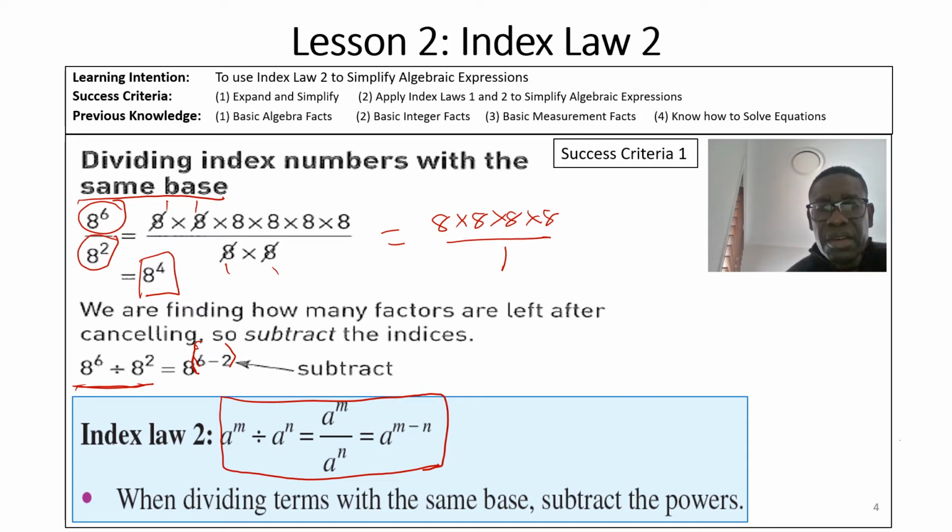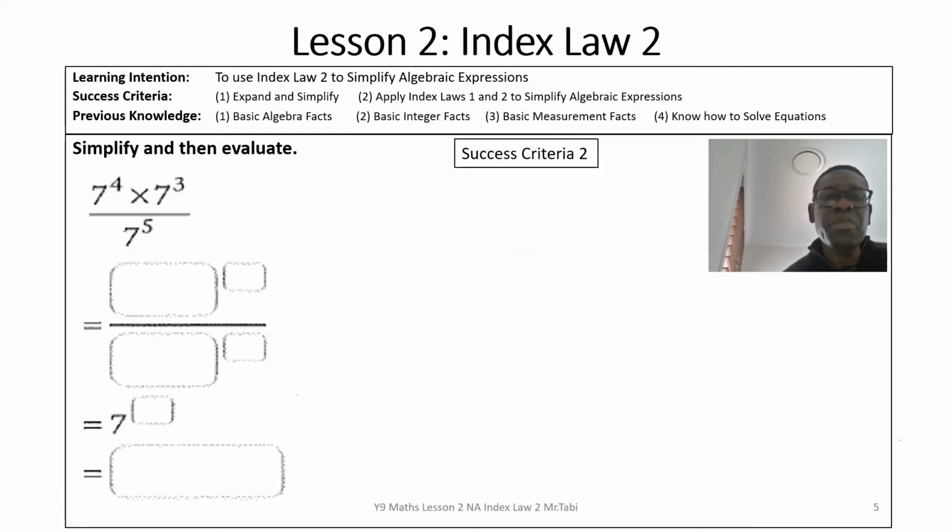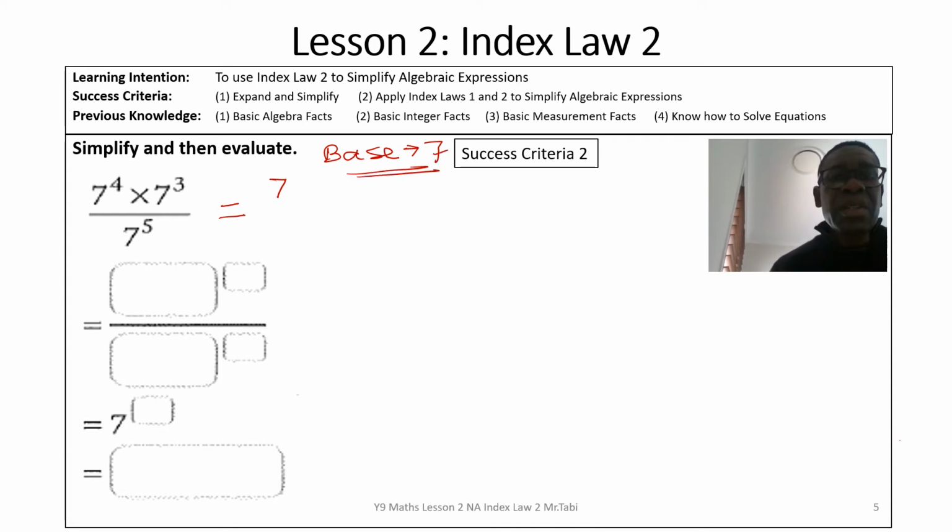From now on, we're going to be applying this law, but we'll also apply the first law we learned in our previous lesson in helping us solve problems. So for example, in this question here, applying the first law, we will get 7 because the base is 7. And remember, same base. So this will be 7 to the power of 4 plus 3 over 7 to the power of 5. Inside this box, I'll put 7 to the power of 7 because 4 plus 3 is 7. And we're dividing by 7 to the power of 5. Now, this was law 1.